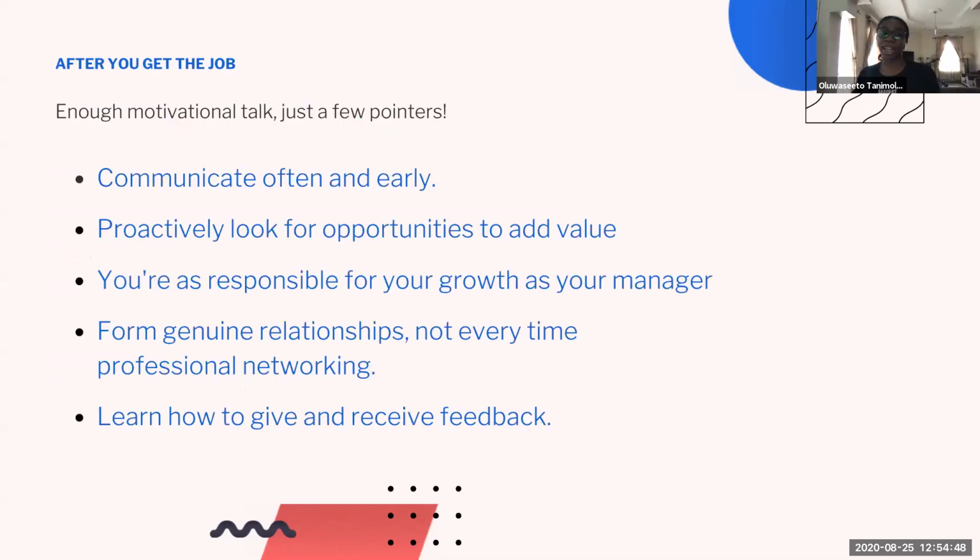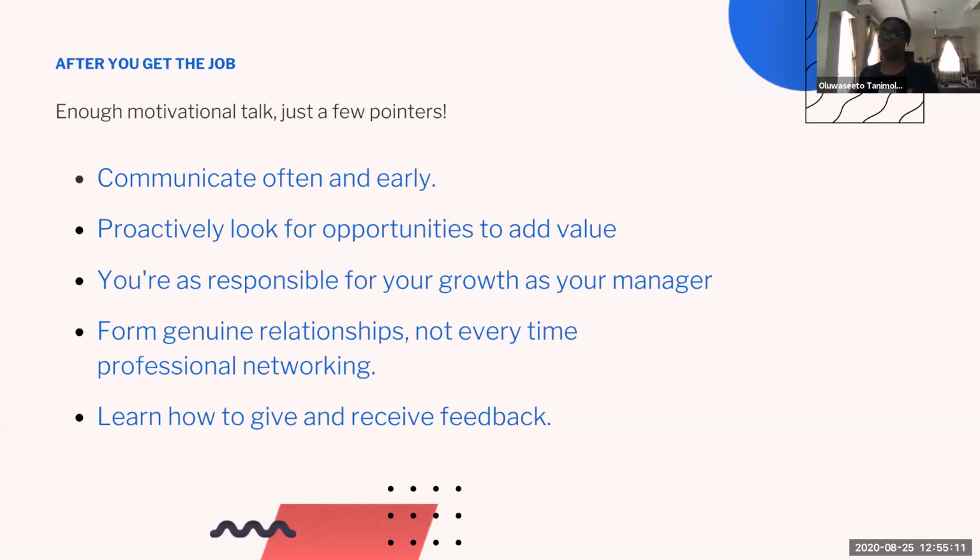And then my final slide, just a few pointers. Communicate early, communicate often. If you don't understand the task they've given, ask questions. You're not going to die if you ask questions, just ask. And if they tell you that they don't know, keep asking, because if you don't do the work well, it's going to be on you. You have to repeat the work.